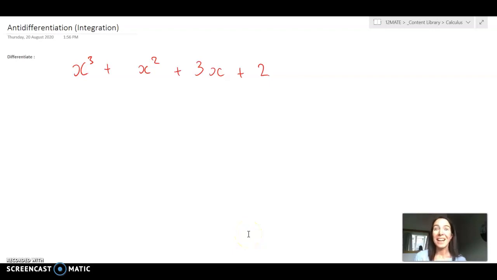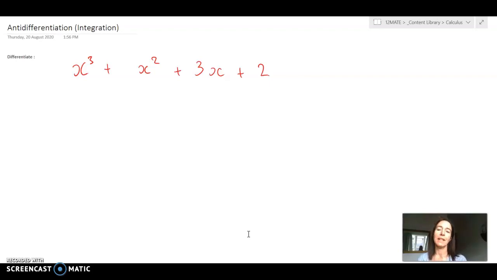So today we are finally going to look at some proper integration. Yesterday you were looking at how to draw a family of the original function if you were given the gradient function graph. Today we're going from having the actual gradient function to finding the original function. Let's just quickly go over differentiation.